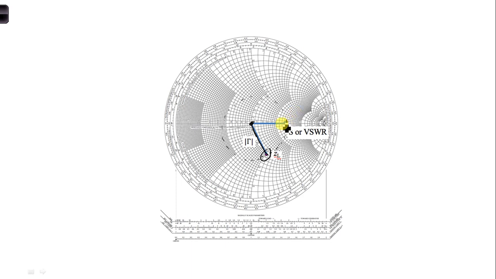So if you read off the value, you have to tilt your head sideways to see the numbers here corresponding to the circles. But you should read off S is equal to 2.7.